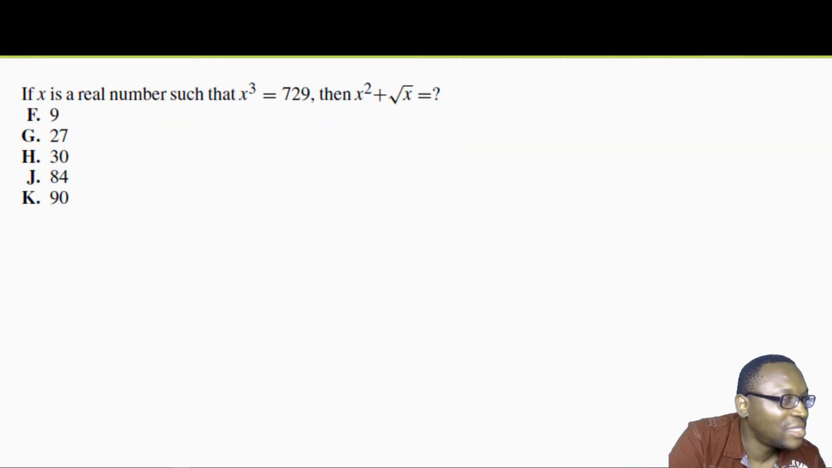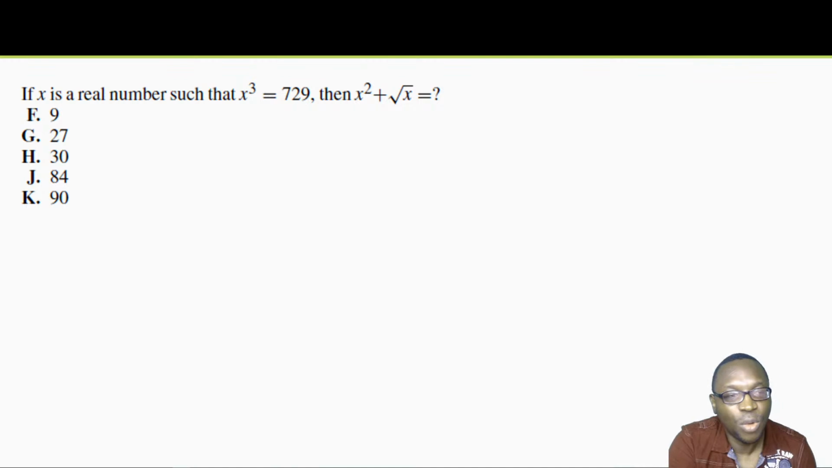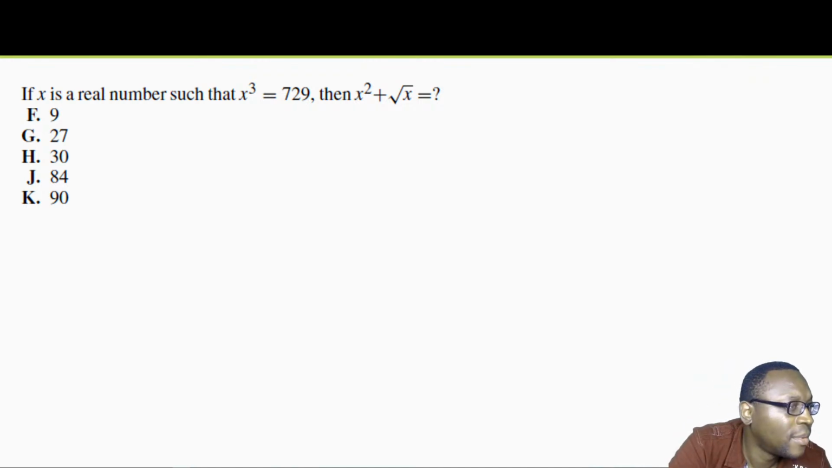Okay, so now we have: if x is a real number such that x cubed is equal to 729, then x squared plus the square root of x is equal to what number? So x cubed is equal to 729, and we want to find the value of x squared plus the square root of x. There are lots of different ways to look at this actually. I'd like to see how you all think about this question and how you respond.